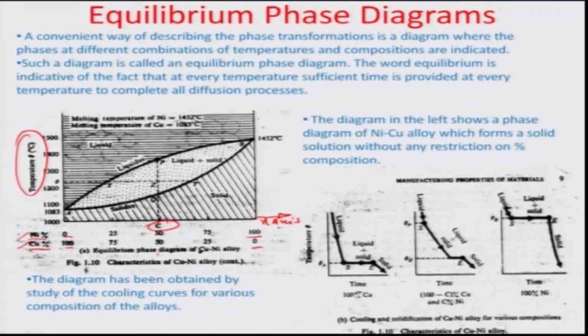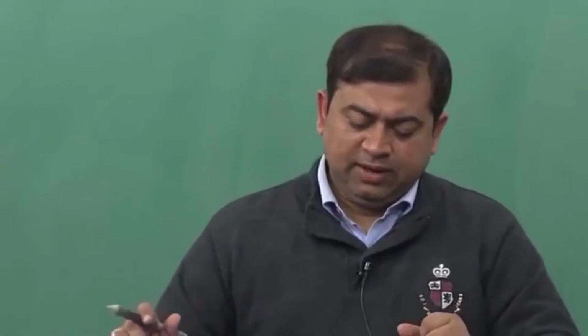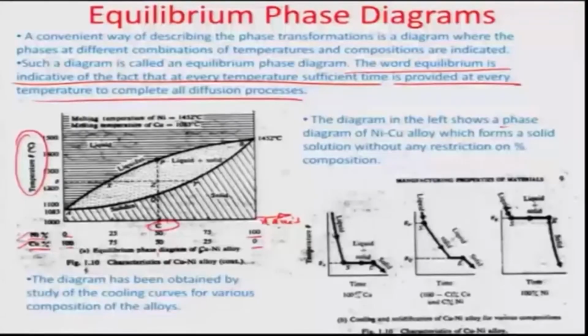The word equilibrium is indicative of the fact that at every temperature sufficient time is provided, so that all the slow diffusion driven processes can complete and the material comes to a stable or equilibrated state. So, you are allowing enough time at these points. The diagram on the left shows a phase diagram of the nickel copper alloy.